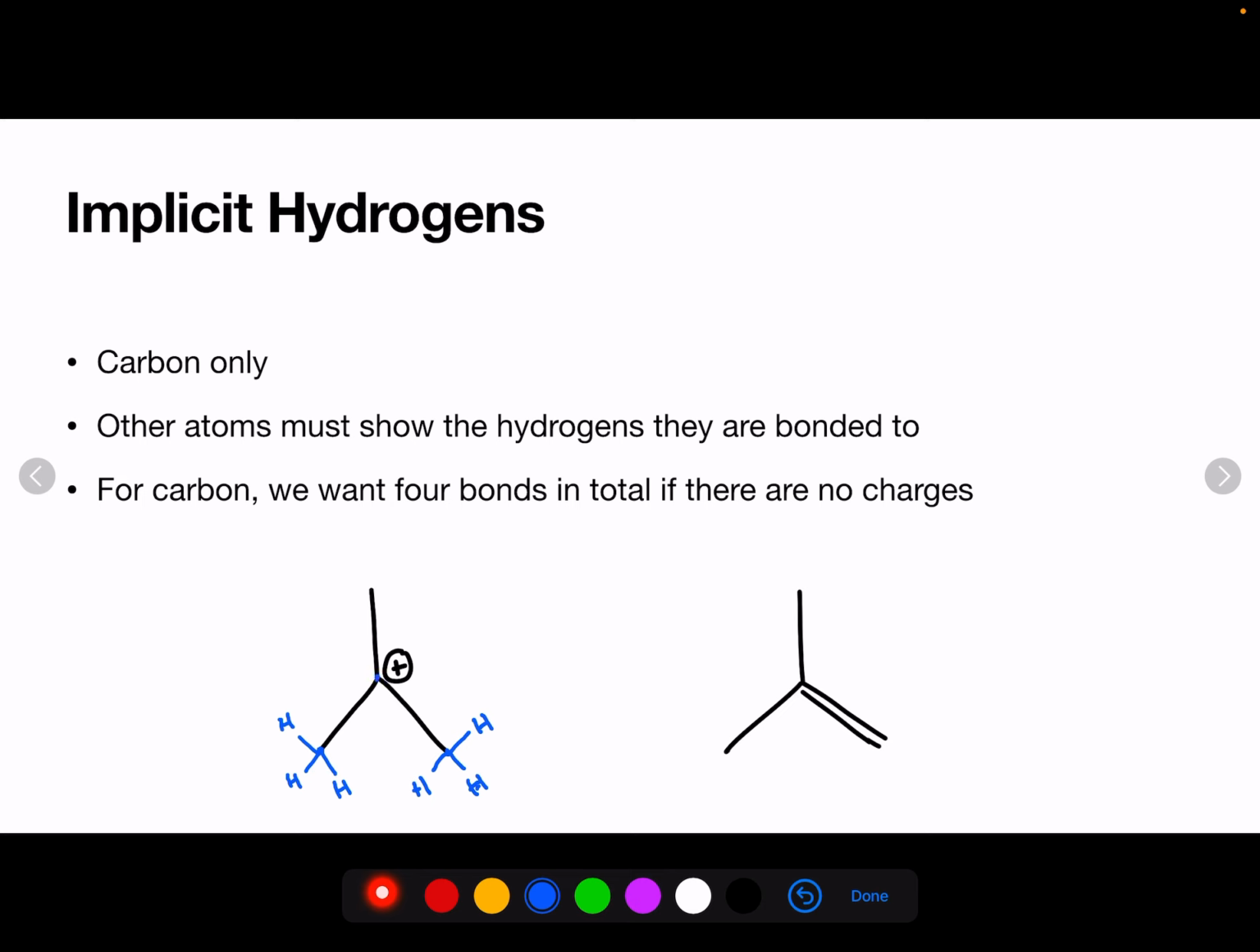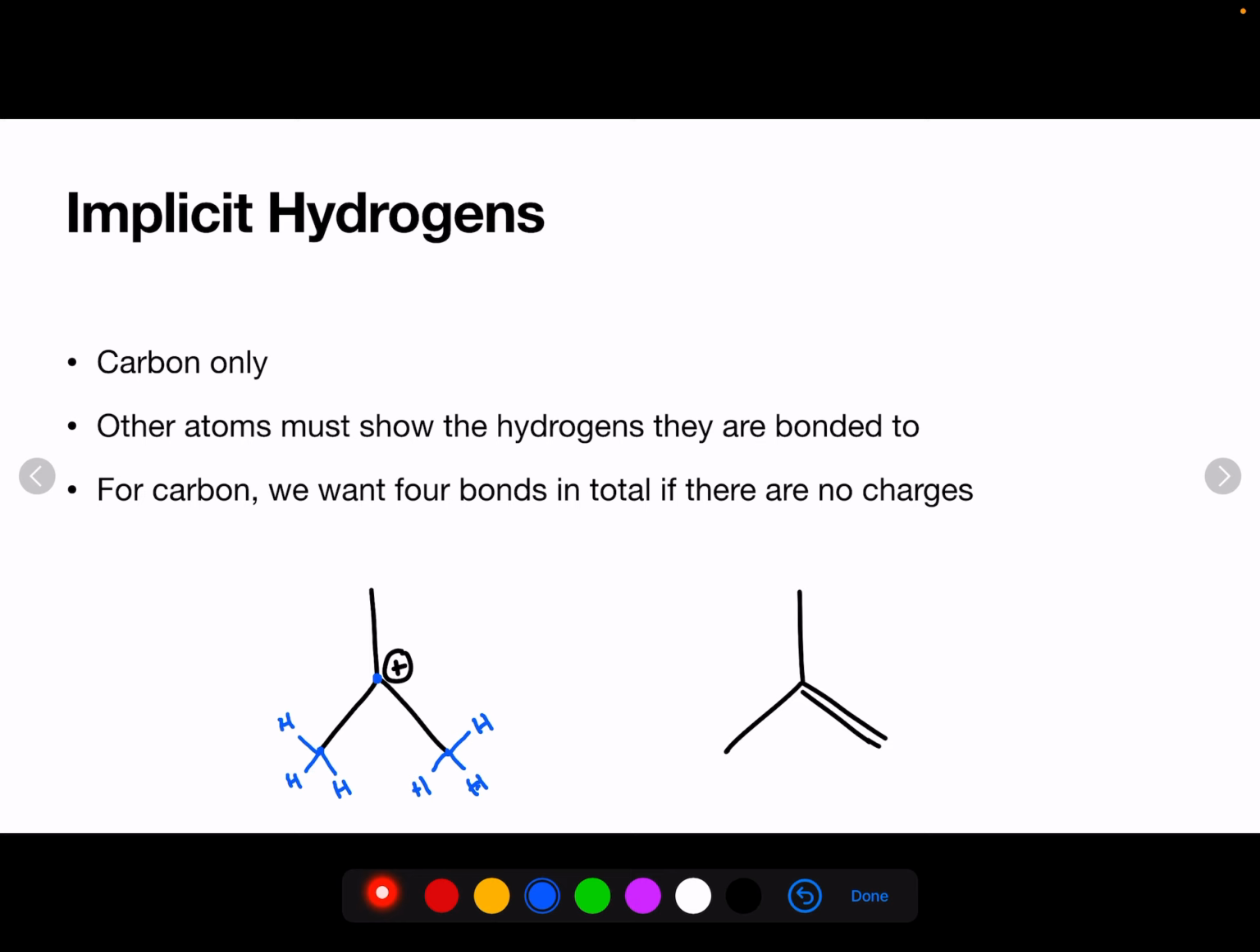Now, this carbon in the middle right here, notice how it has a positive formal charge. In this case, the carbon can have 3 bonds. So this carbon is not going to have any additional hydrogens because if we were to calculate the formal charge, it has 4 valence electrons and 3 lines around it. That gives us positive 1. So 4 minus 3 is positive 1. So we can't add any hydrogens onto this carbon.